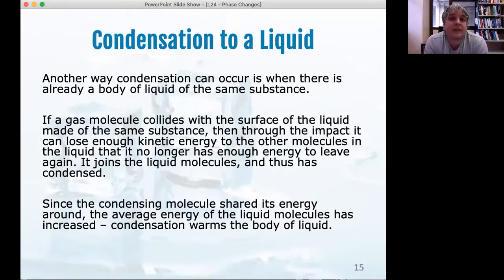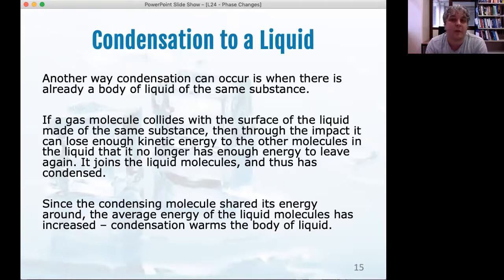The other way that condensation can occur, rather than just a few of the gas molecules getting low enough energy and colliding and forming a little droplet, which is what the previous type of condensation was, is when there's already some liquid in the environment, and one of the gas molecules collides with that liquid, loses some of its energy because it's a collision, and then it no longer has enough energy to bounce back off and be part of the gas anymore. And that can certainly happen, and it does happen with bodies of water.